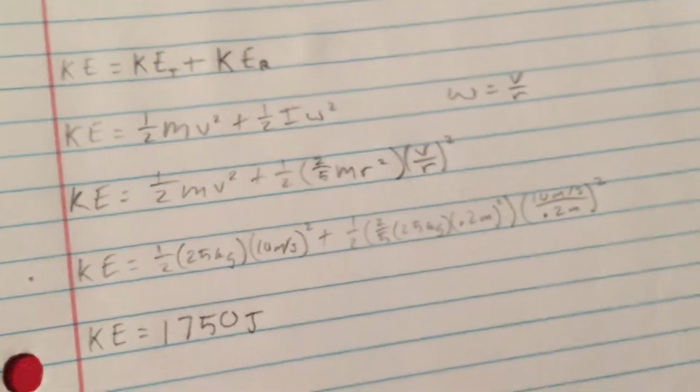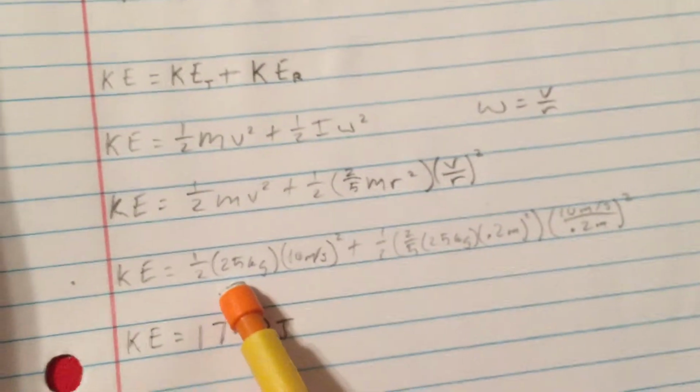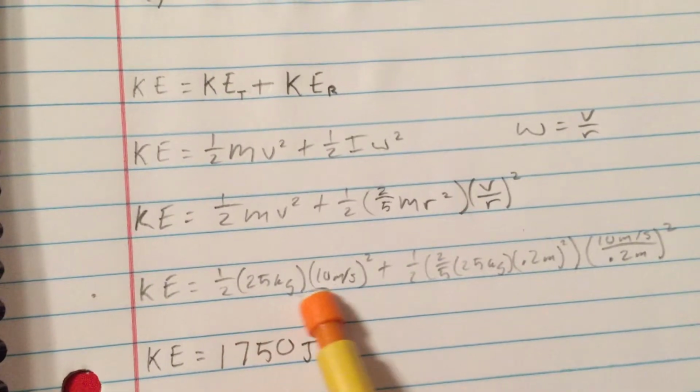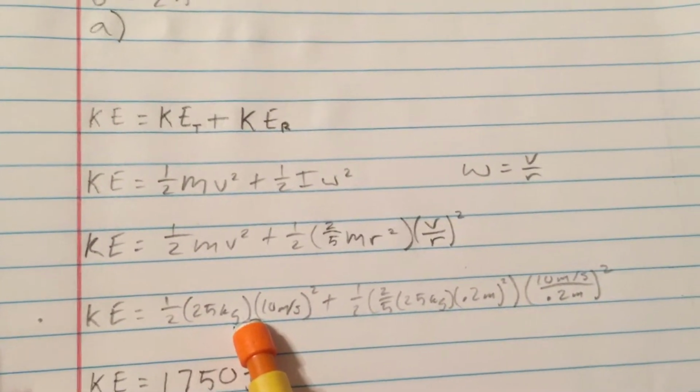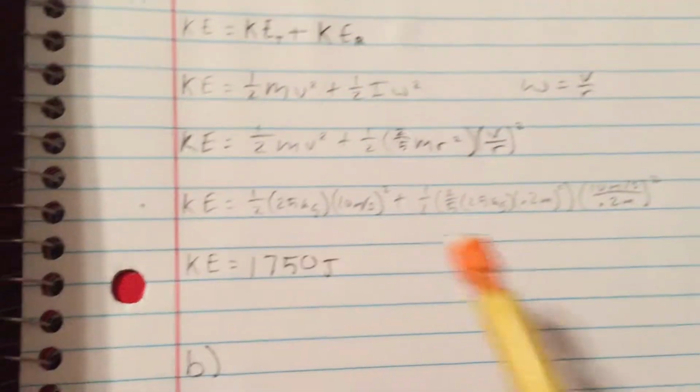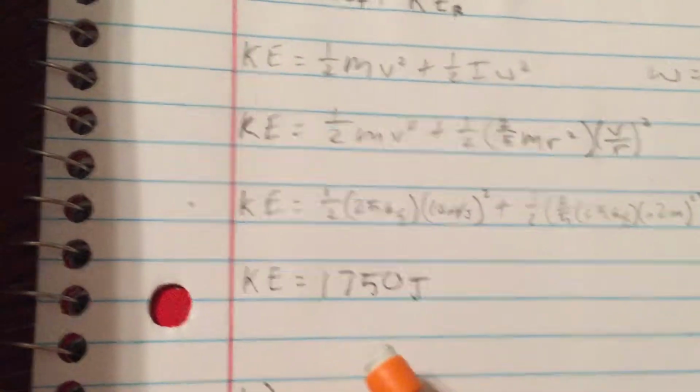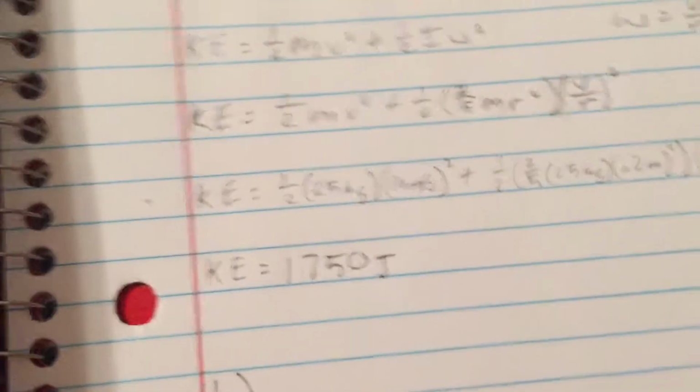And then after that I've got my equation, I go ahead and plug in the given values up here for mass, velocity, and radius. And then I go ahead and solve and find that the kinetic energy is 1750 joules.